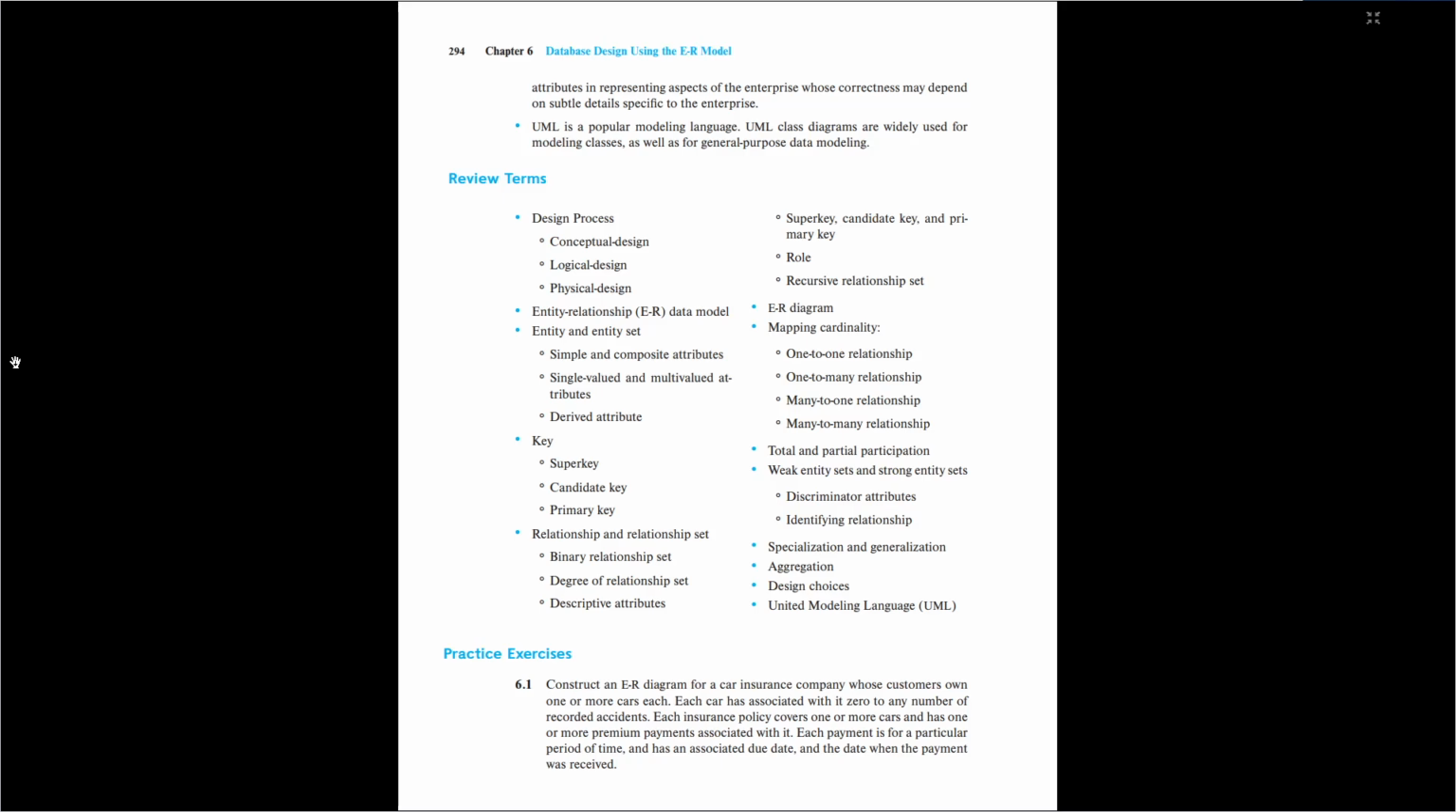Review terms: design process, conceptual design, logical design, physical design, entity-relationship data model, entity and entity set, simple and composite attributes, single-valued and multivalued attributes, derived attribute, key, superkey, candidate key, primary key, relationship and relationship set, binary relationship set, degree of relationship set, descriptive attributes, superkey, candidate key, and primary key, role, recursive relationship set, E-R diagram, mapping cardinality, one-to-one relationship, one-to-many relationship, many-to-one relationship, many-to-many relationship, total and partial participation, weak entity sets and strong entity sets, discriminator attributes, identifying relationship, specialization and generalization, aggregation, design choices, Unified Modeling Language.